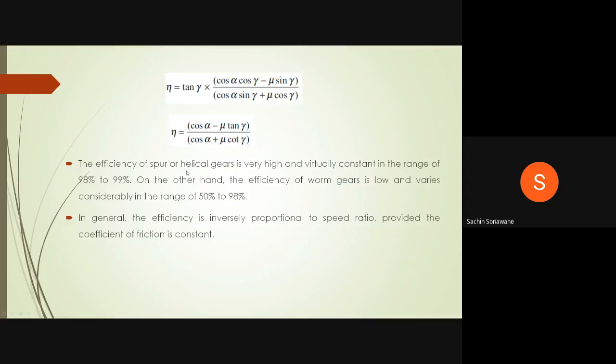The efficiency of spur or helical gears is very high and virtually constant in the range of 98 to 99%. On the other hand, the efficiency of worm gears is low and varies considerably in the range of 50% to 98%. In general, the efficiency is inversely proportional to speed ratio, provided the coefficient of friction is constant.